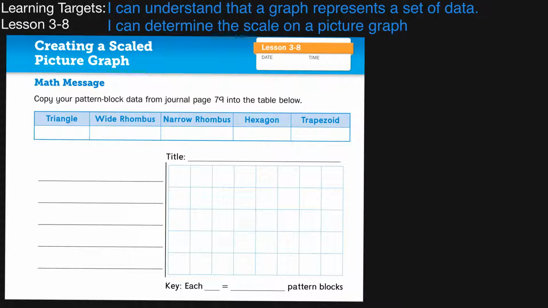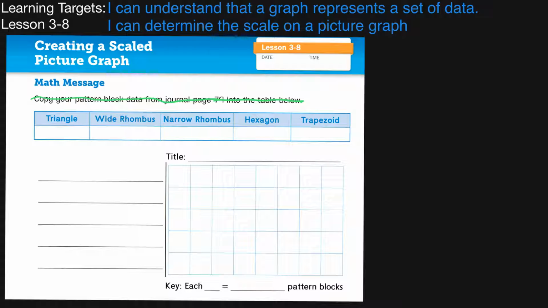All right, I want to take a look at this really quickly. This problem here, this is in your journal, and I want you to follow along. You're going to solve this in a moment, but it asks you to copy your pattern block data from journal page 79 in the table below. And actually, we're not going to copy it. The data that I used won't be helpful for what I want us to learn today.